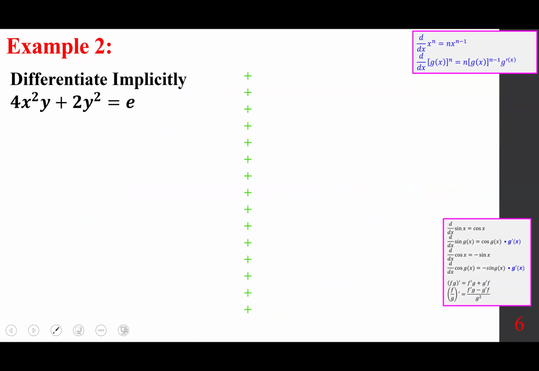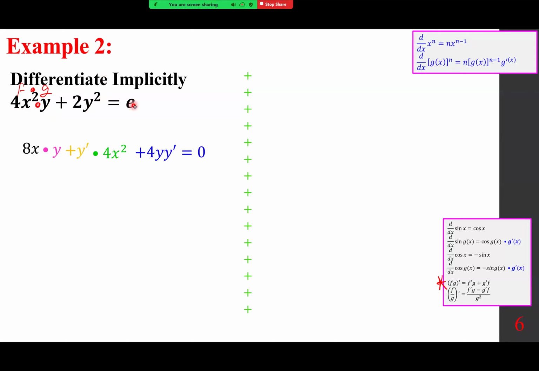We want to use implicit differentiation, and we notice this is 4x squared times y. We put a raised dot, and we use the product rule on that. 4x squared gives you 8x times y, plus y gives you y prime, or dy dx, times 4x squared. 2y squared is 4y prime. Any number such as e results in 0.